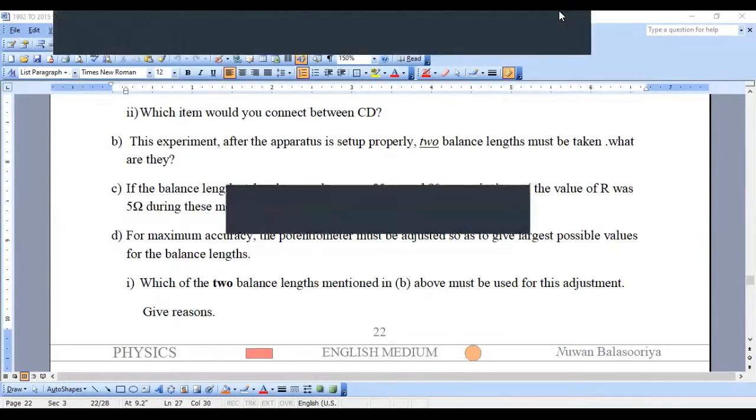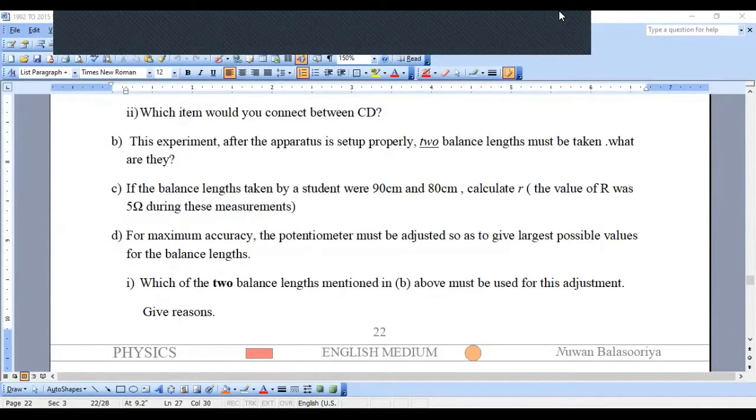For maximum accuracy, the potentiometer must be adjusted so as to give largest possible values for the balance lengths. Problem number 1, which of the two balance lengths mentioned in B above must be used for this adjustment? Give reasons.